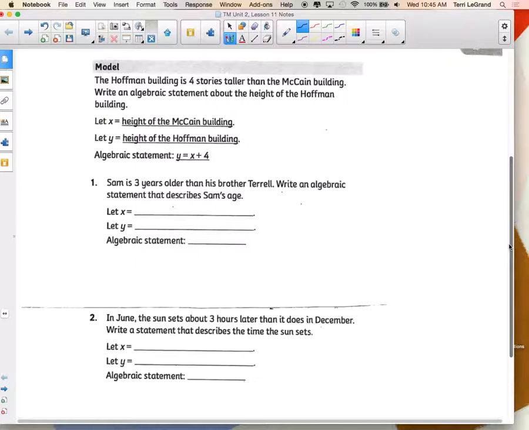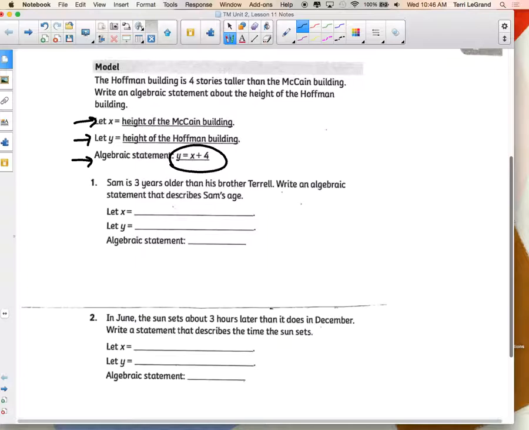So notice that's what they gave for, it says let x equal. So when they tell you to describe the variables, this is what you have to do. Let x equal, and you get to pick which one you're going to call which. X is going to be the height of the McCain Building according to the person who chose for this one. And Y is going to be the height of the Hoffman Building. Those are our 2 unknowns for which now we're going to write an algebraic statement, also known as an equation, and here's their algebraic statement right here. Y equals x plus 4.